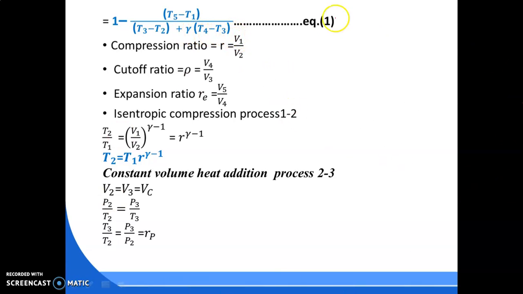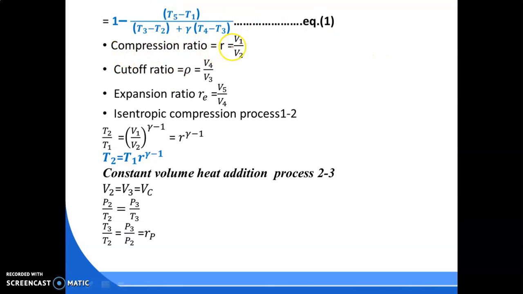So what we have to do is convert all the temperatures, T5 in terms of T1, T2 in terms of T1, T3 in terms of T1, and T4 in terms of the initial temperature T1. That we have to convert. Then we will put all the temperature values and find out the efficiency.